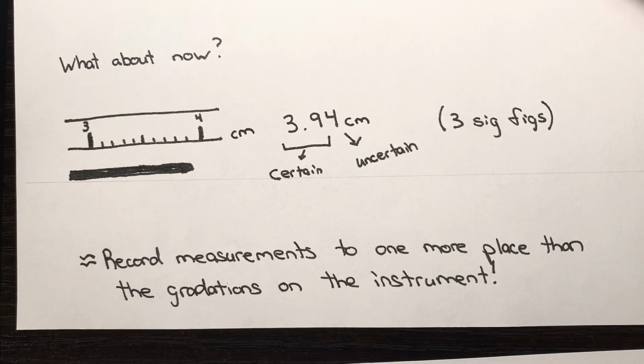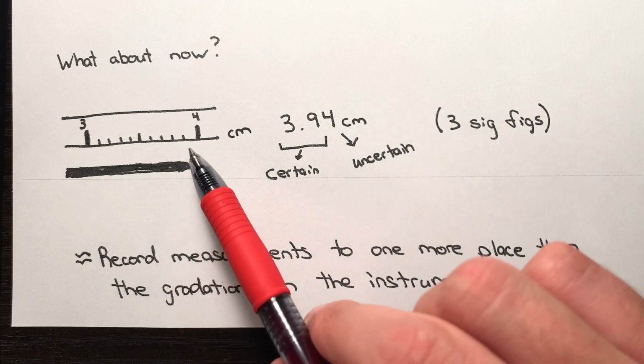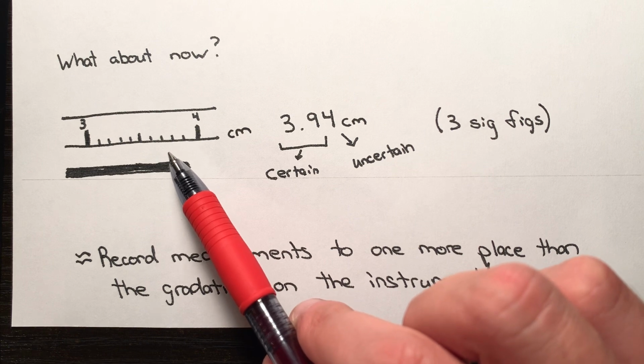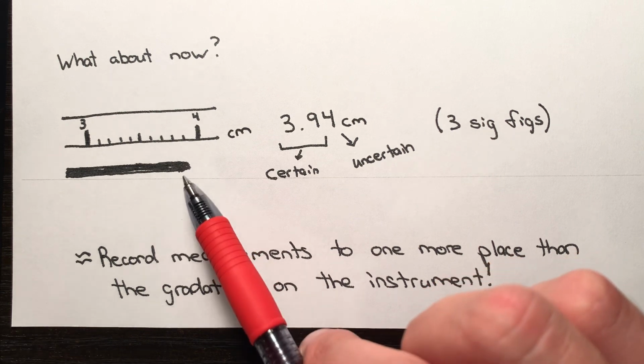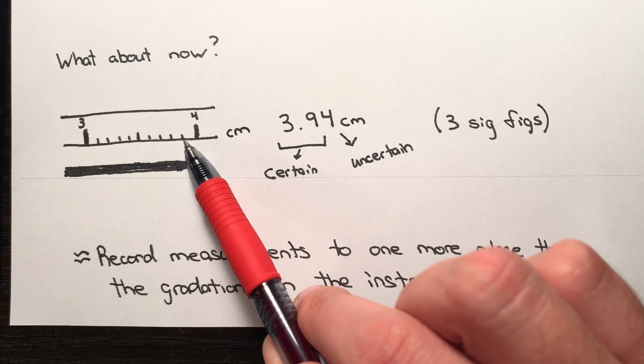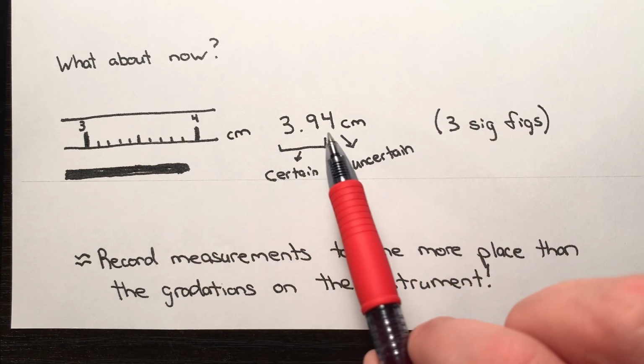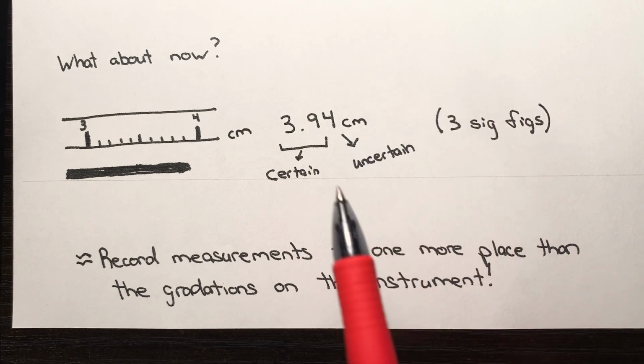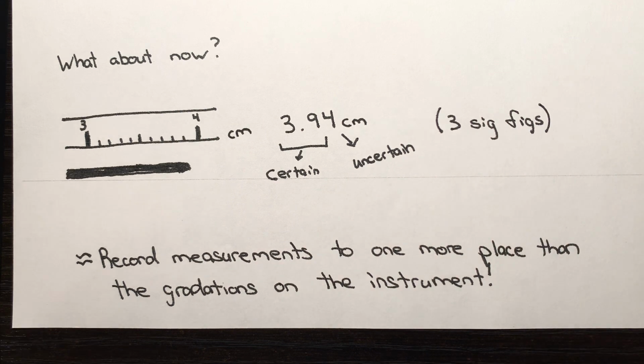Now all of a sudden, if we have the following ruler where the gradations are a little bit different, where we're actually given values in the tenths place, we can begin to see that it's up over 3.9 centimeters. And maybe reasonably we can estimate that it's, say, 3.94. So the idea here is that we have 2 certain digits and this single uncertain digit, and so we arrive at 3 significant figures in our measurement. And this is our overarching defining statement: in this course, we are going to record measurements to one more place than the gradations on the instrument, okay?